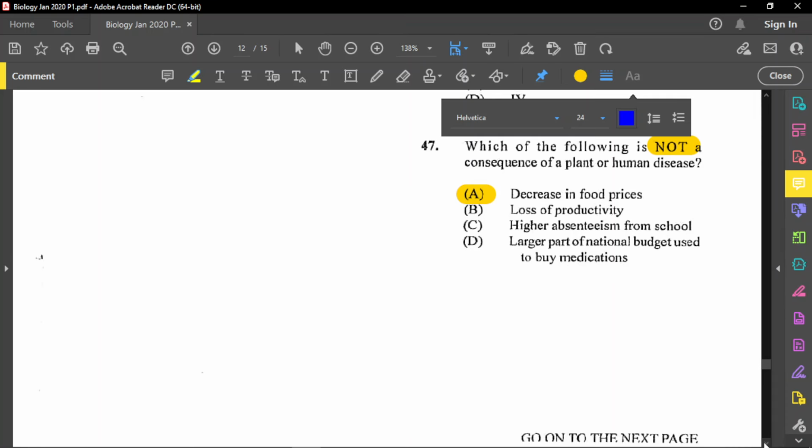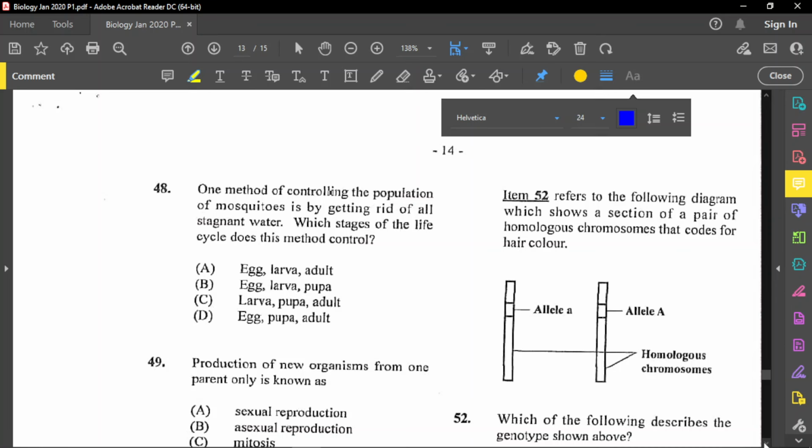All right, now 48. One method of controlling the population of mosquitoes is by getting rid of all stagnated or stagnant water. Which stage of the life cycle does this method control? And so if you get rid of the stagnated water or stagnant water, it's going to affect the part of the life cycle that lives within the water itself. And so the only part of the mosquito that is not in the water is the adult. So anything with adult is wrong. All right. So the only option right here is B, the egg, the larva, and the pupa. Adult is out of the water.